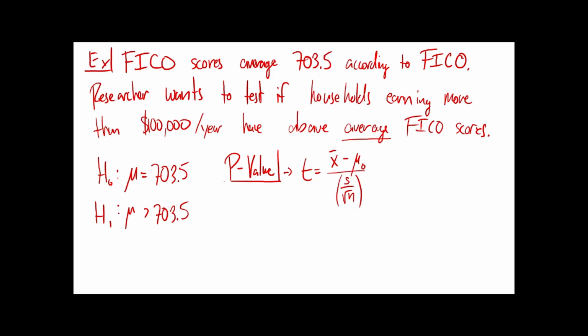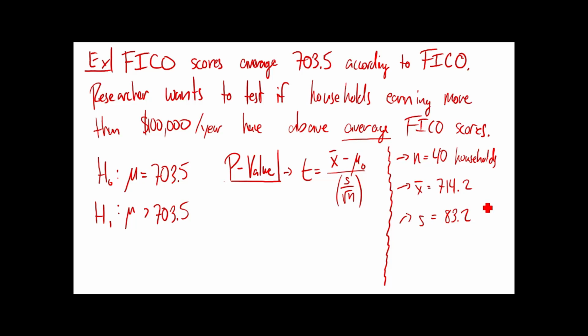Oh, except I didn't tell you the sample, right? So the researcher goes out and samples 40 households that earn over $100,000 a year. And from those 40 households, the researcher finds they have a sample mean credit score of 714.2, but a standard deviation of 83.2.